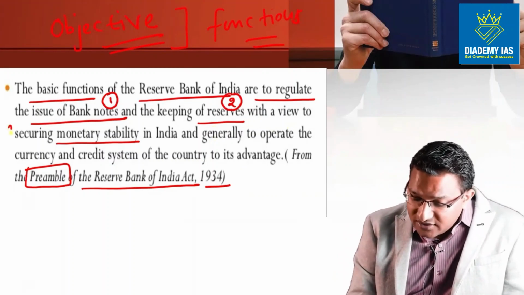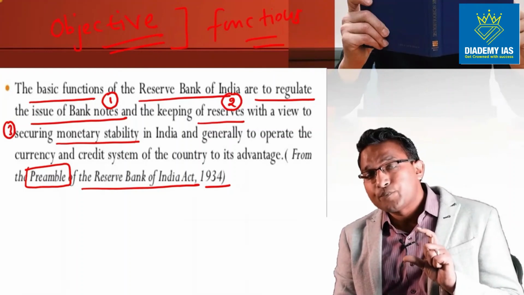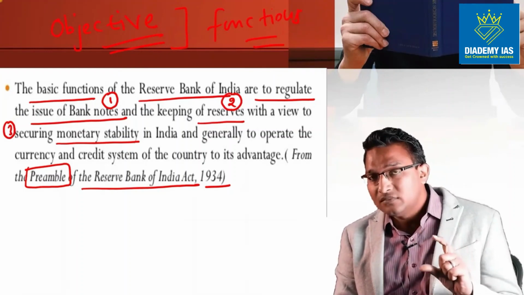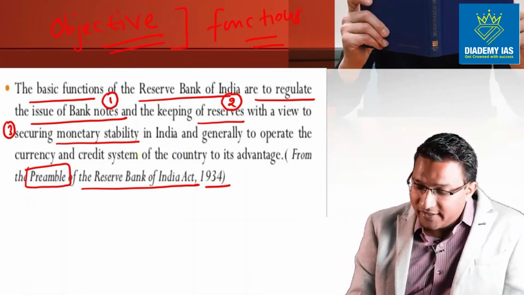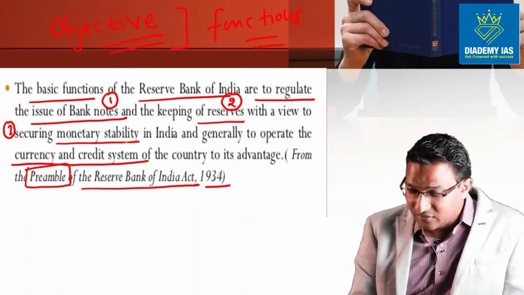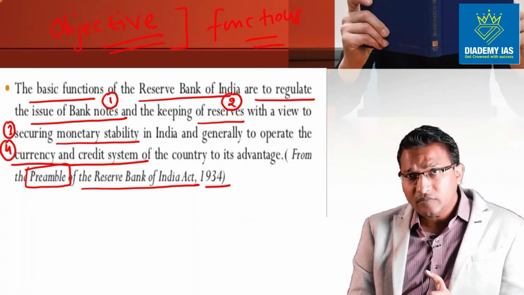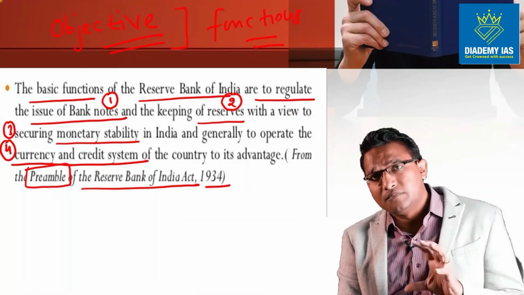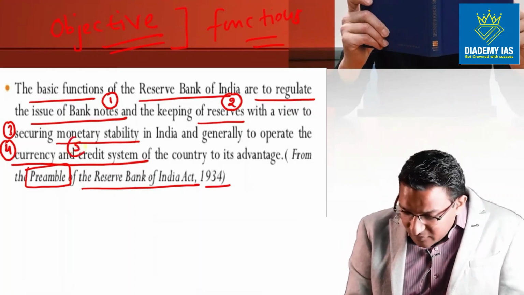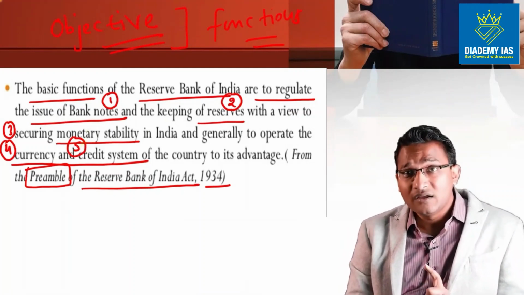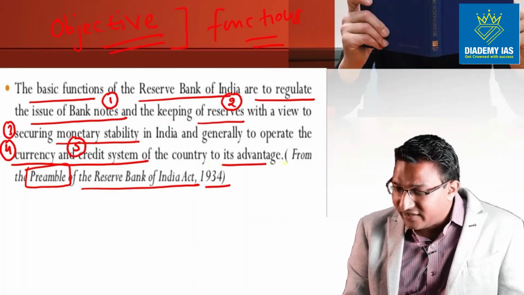Securing the monetary stability. Monetary stability includes stability of the banking system and price stability also. And generally to operate the currency and credit system. Currency system means issue of currency, managing the foreign exchange, and credit system means availability of sufficient credit to the different sectors of the society of the country to its advantage, right?